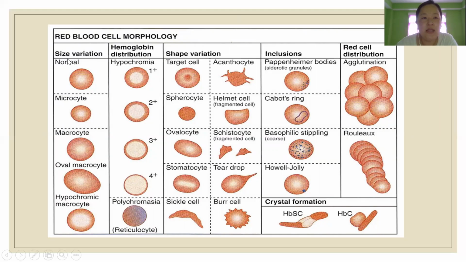Okay, so say for example, if you want to look at red cell variation by size, this looks normal. So size of RBC is 7.2 micrometer in diameter. So this is of normal size. Okay, and if it is smaller in size, it is called microcyte, bigger macrocyte, oval in form, oval macrocyte, and hypochromic macrocyte: bigger in size, but the central pallor area is more, so it is hypochromic. Hypochromic means hypo is less, chromic is color. Okay, so hypochromic cell, but they are bigger in size, so hypochromic macrocyte.